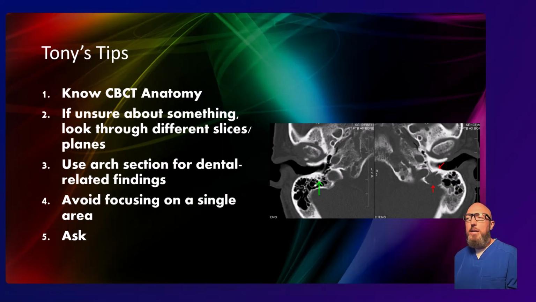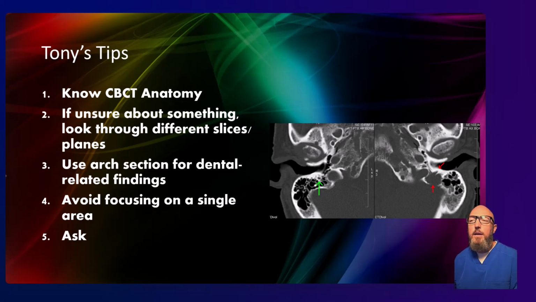If you're unsure about something on one slice, then follow it through different slices and different planes. Most anatomy is going to make sense if you trace it across the volume. I've used that trick a lot to figure out what's going on. If you're just focused on one slice, it may look kind of funny, and then you look at others and you make sense of it: oh, that's what it is.